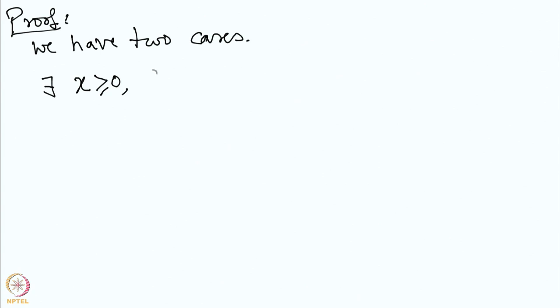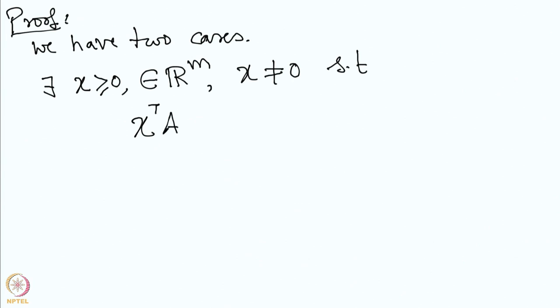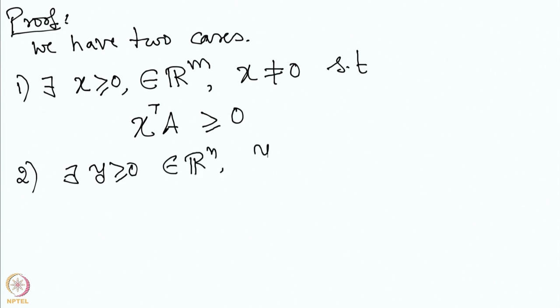So we have two cases. There exists x greater than or equal to 0, of course this is in Rm, and of course x is not equal to 0 such that x transpose A is greater than or equal to 0. This is one alternative. The second alternative is there exists y greater than or equal to 0, which is in Rn, again y not equal to 0 such that Ay is less than or equal to 0. So one of these two we have. So let us look at the consequences of these two things.